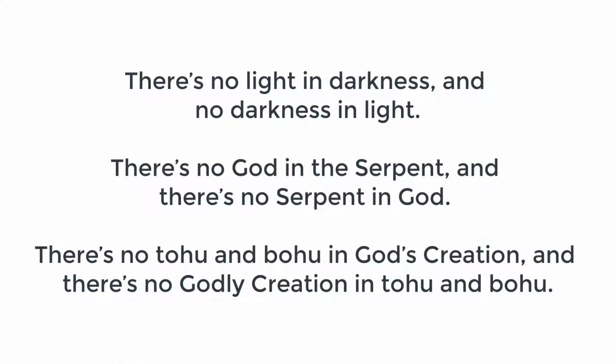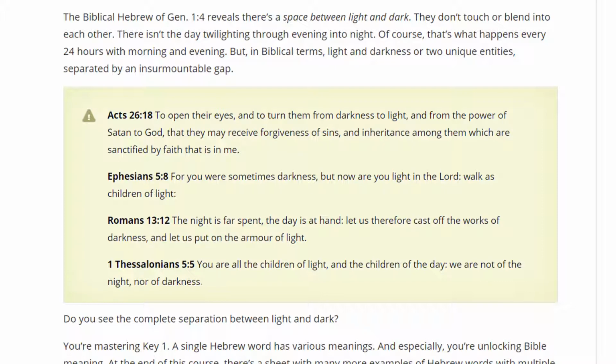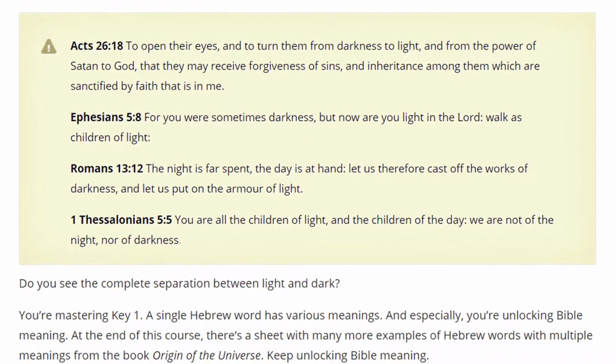There is no light in darkness, and no darkness in light. There is no God in the serpent, and there's no serpent in God. There's no tohu and bohu in God's creation, and there's no godly creation in tohu and bohu. The biblical Hebrew of Genesis 1:4 reveals there's a space between light and dark. They don't touch or blend into each other. There isn't the day twilighting through evening into night. Of course, that's what happens every 24 hours with morning and evening. But in biblical terms, light and darkness are two different entities, separated by an insurmountable gap. These verses indicate this gap.